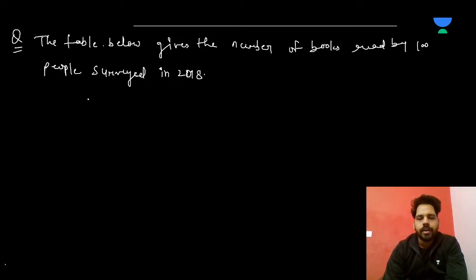Okay, so you can write number of books read by 100 people. On one side we will write number of books, and on the other side we will write number of people.